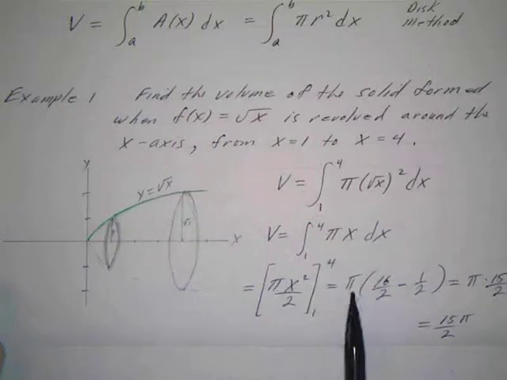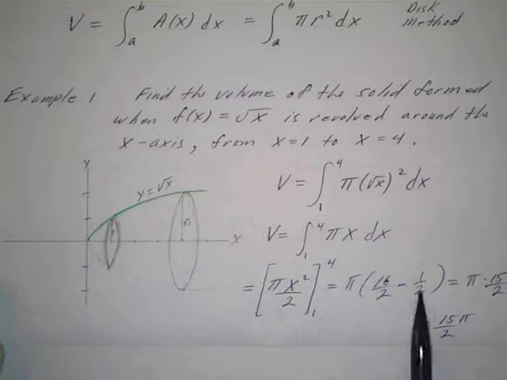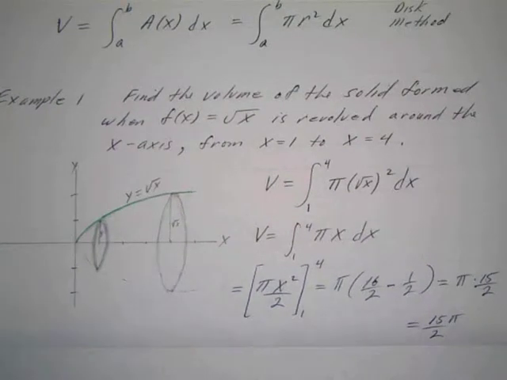And in this case, then I factored out the pi. And at 4, I've got 4 squared, which is 16 over 2, minus 1 squared over 2. So that's 16 halves minus 1 half, which is 15 halves times pi. So there was your answer. Okay. So not too difficult, this method.